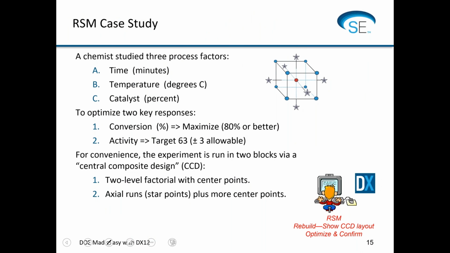This case study, again, is a chemical process. We've got 3 factors: time, temperature, catalyst. We've got 2 responses: conversion, and the second response is really targeted, and it's a quality response. So the first response, of course, is a yield response, and the second is a quality. So we have to get not only high yield, but it's got to be high quality.